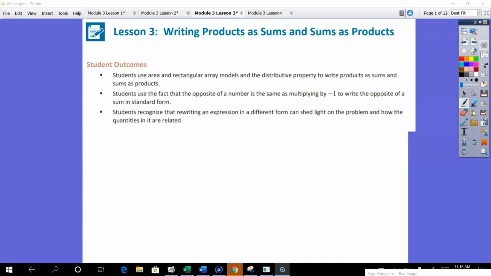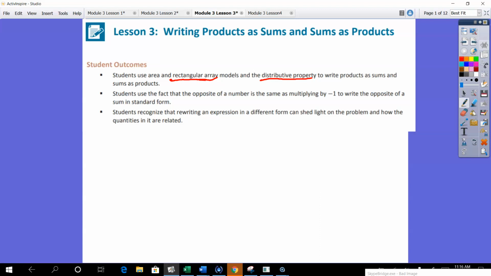Hi, this is Ms. Pellegrin, and today we're looking at Module 3, Lesson 3, Writing Products with Sums and Sums of Products. So today we are going to be looking at rectangular arrays and the distributive property. So we're going to be showing that distributive property with a rectangular array.